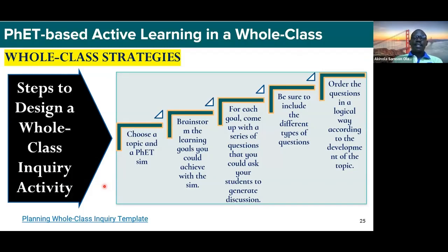So, like I said earlier, these are steps to design a whole class inquiry activity. The first thing to do is to choose a topic and the suitable PhET simulations. Number two is to brainstorm on the learning goals and then how that could be achieved with the simulation. Number three is, for each of the goals that you have come up with in the second step, come up with a series of questions that you could ask your students to generate discussion. And number four, be sure to include the different types of questions in your whole class inquiry activities. And then lastly, order the questions in a logical way according to the development of the topic in question.